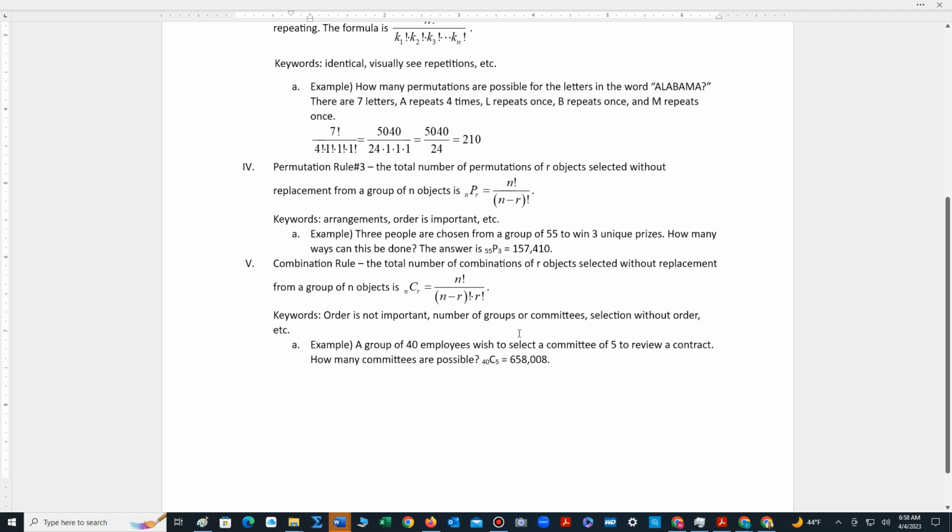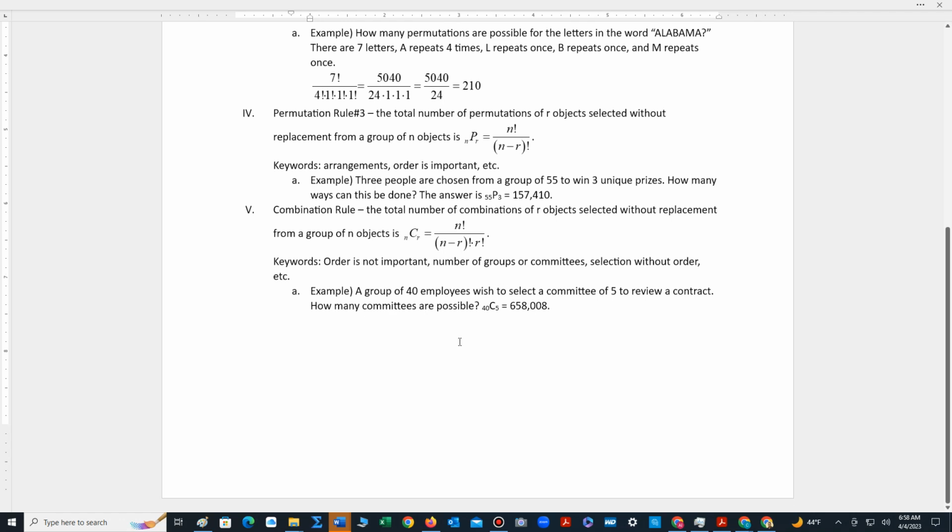We're counting the number of groups or committees. Selection without order. It says a group of 40 people wish to select a committee of 5 to review a contract. So remember, a committee's a group. Order doesn't matter. How many committees are possible? 40 C 5, 658,008.